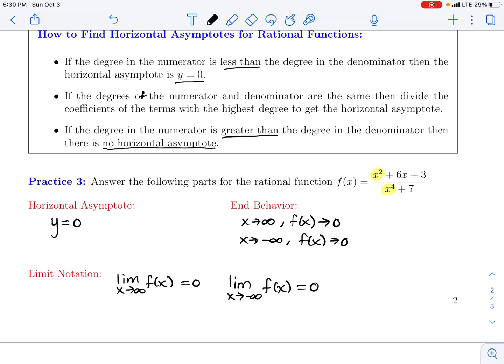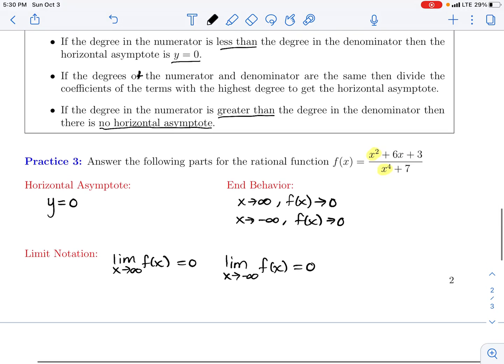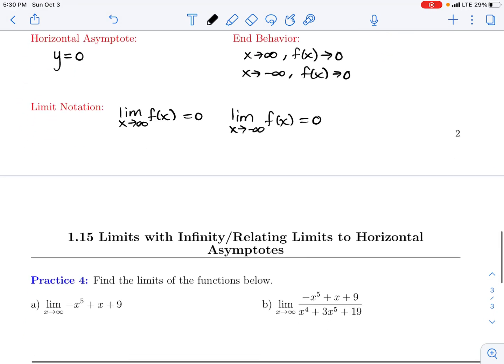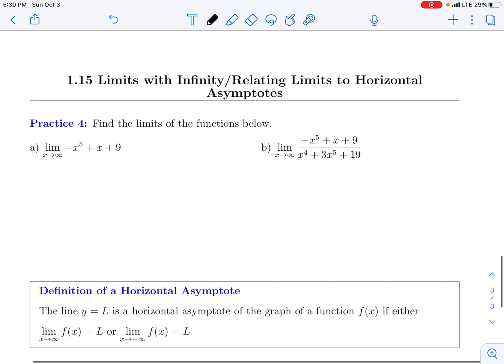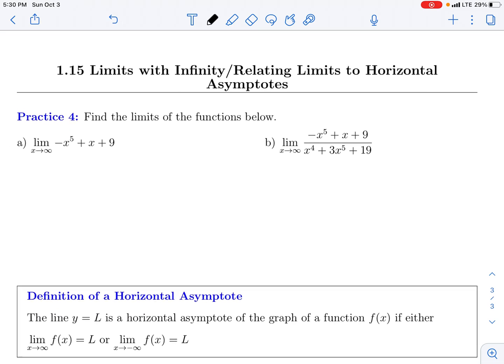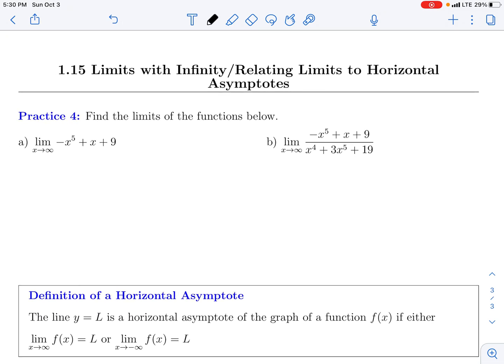Hopefully we've made some connections here in terms of the pre-calculus talking about horizontal asymptote lines and end behavior, and now connecting it to the calculus with the limit notation. In practice 4, I just wanted to straight up give you some limits, and hopefully we can figure out how to find these limits using some pre-calculus.